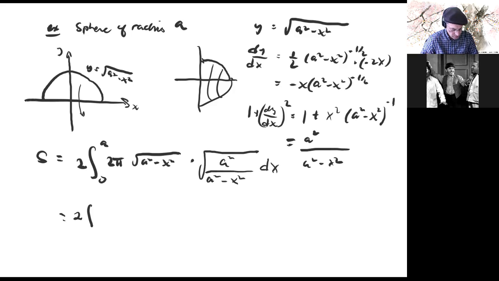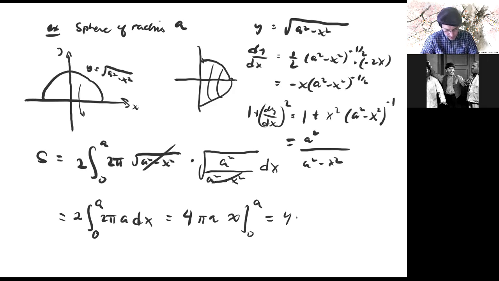It's twice the integral from 0 to a. This square root and this square root cancel, and you're going to get 2 pi a dx. In other words, it's 4 pi times a times x from 0 to a, and this gives me 4 pi a squared. Okay, so that's the answer for the surface area of a sphere.